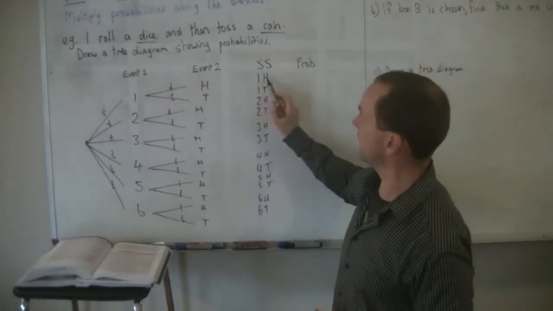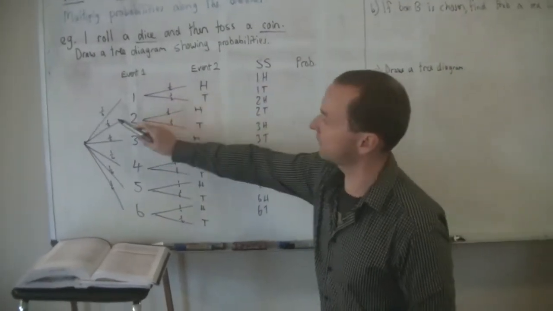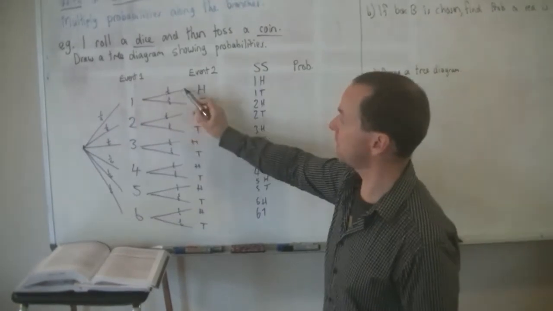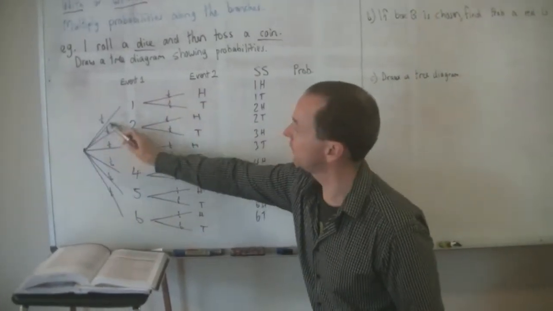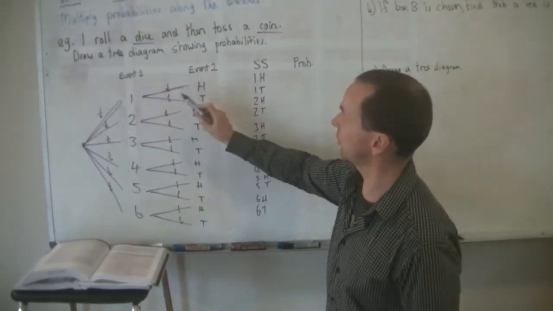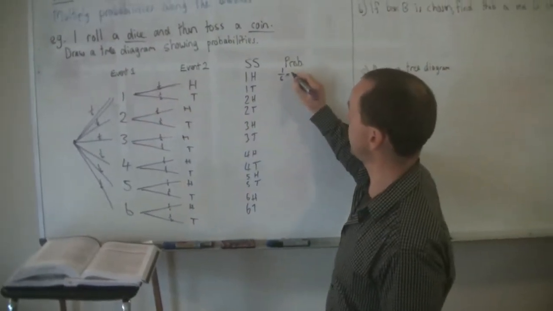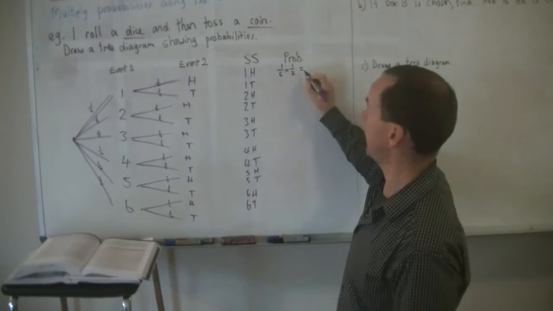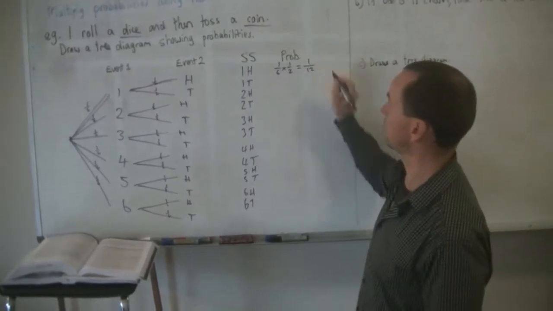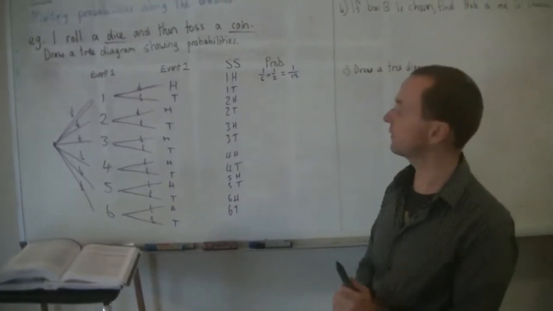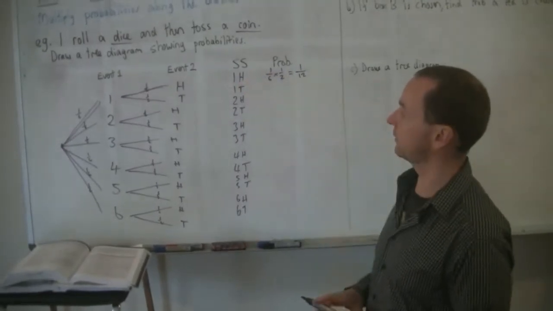Okay, now the probability of the first one, getting a 1 and a heads. It's 1/6 times a half. Can you see that? We follow that branch up and then that branch across there, and you multiply those probabilities. So the probability is 1/6 times 1/2, and if you know fractions, that's 1/12. So we've got a 1/12 chance of getting a 1 and then a heads.